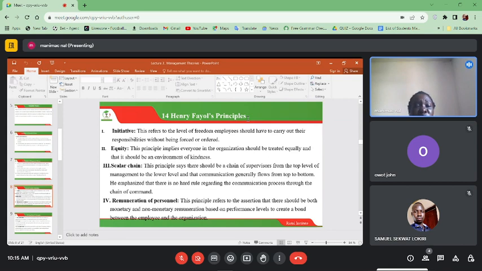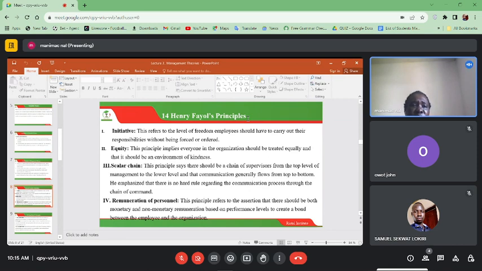Okay, so employees shouldn't be commanded, shouldn't be forced, shouldn't be ordered on what they are supposed to do or what is meant to be their responsibilities. So managers are expected to follow one of these principles to initiate what employees are supposed to do in a working environment.